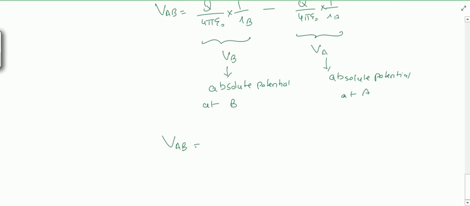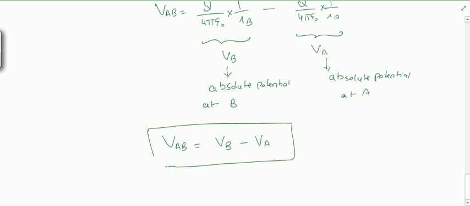So I can write VAB as VB minus VA. Or if we are moving a charge from B to A, as I have told earlier, VBA is nothing but minus of VAB, so it will be VA minus VB simply, right?